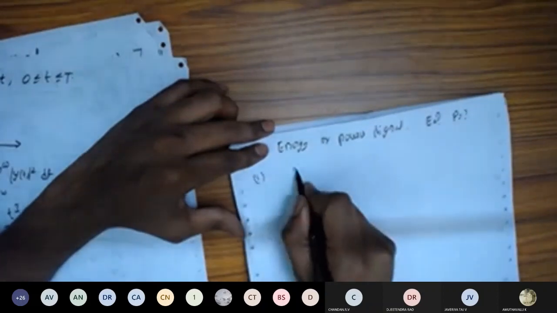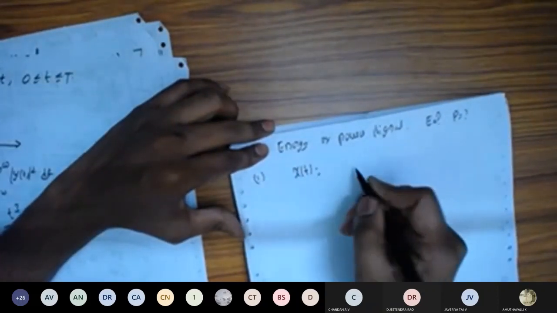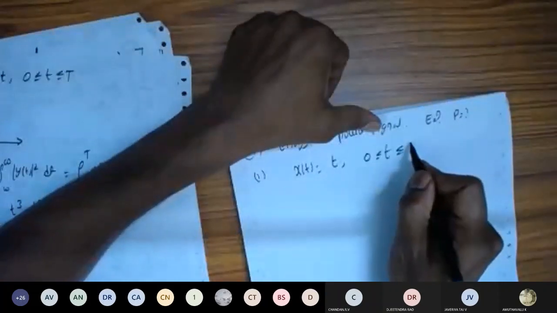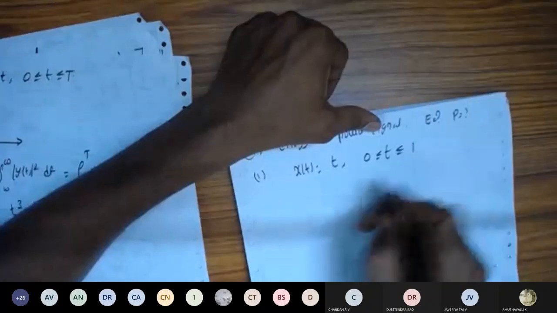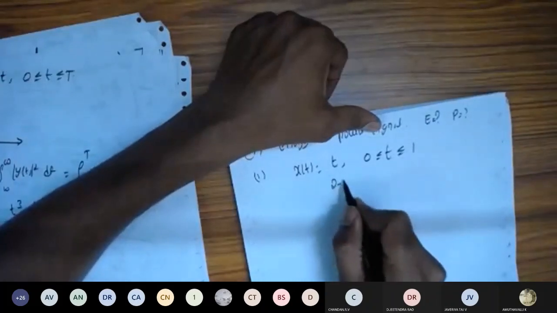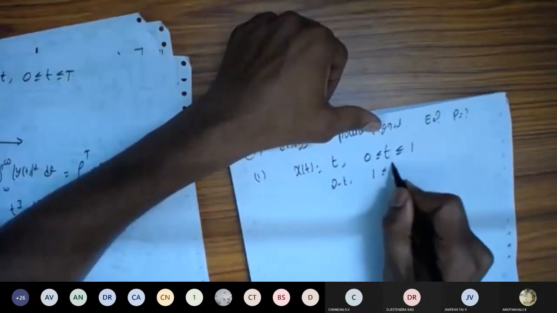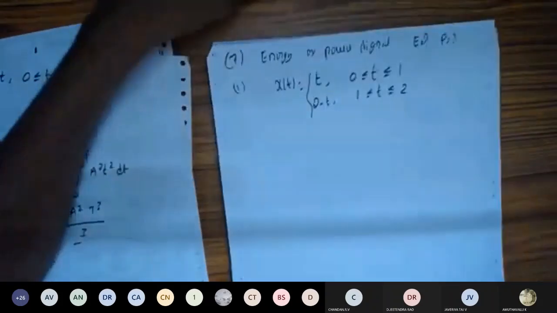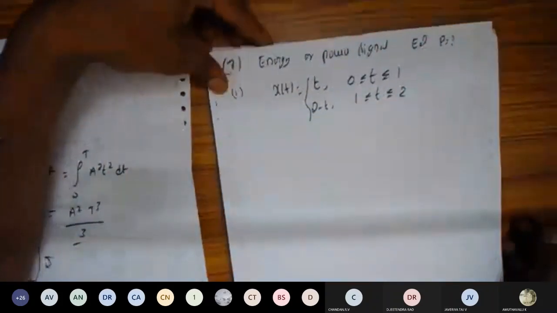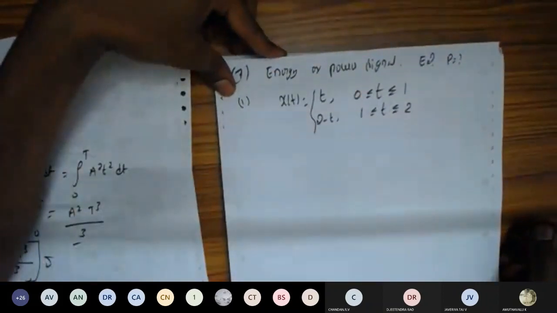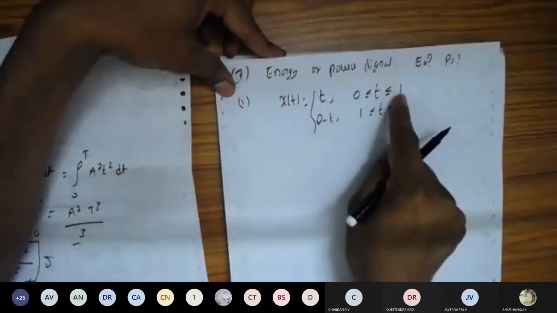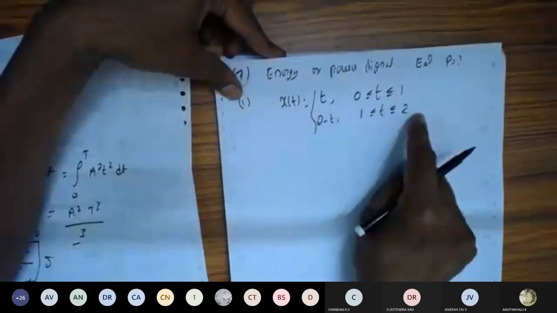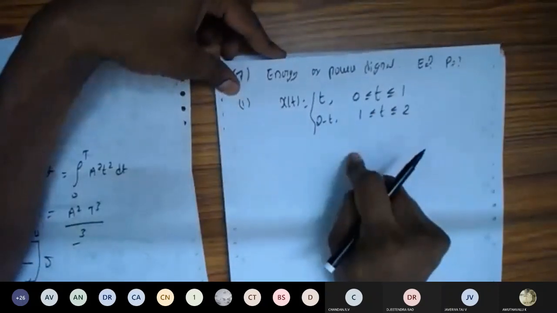So take the first one. The signal x of t is defined like this. It is equal to t for 0 less than or equal to t less than or equal to 1, and it is 2 minus t for 1 less than or equal to t less than or equal to 2 here. So it is t from 0 to 1 and 2 minus t from 1 to 2. So let us plot the waveform for this one.